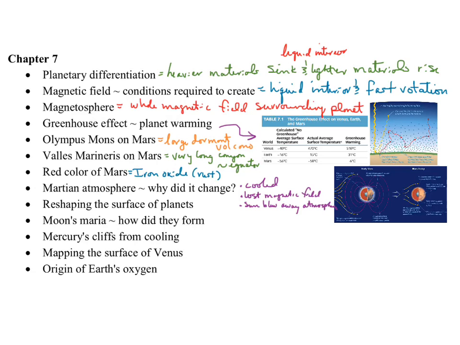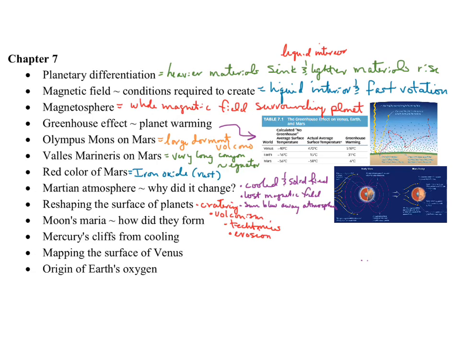The consequence of that, we talked about, is that the sun's charged particles, or the solar wind from the sun, can blow away the Martian atmosphere. Downstream, that's where the Martian atmosphere went. The next one: reshaping of the surface of the terrestrial planets. We have cratering, volcanism, tectonics, and erosion.